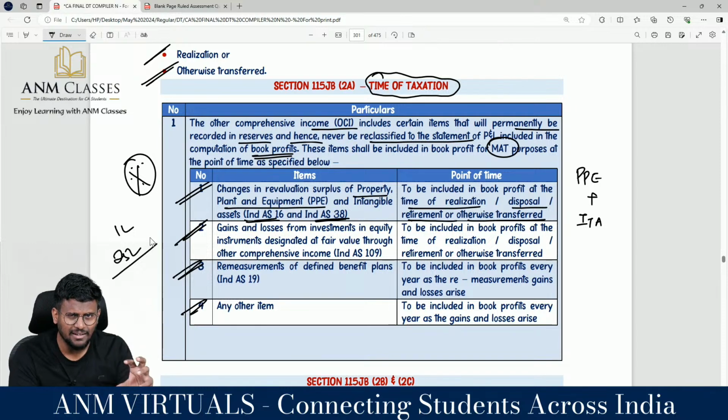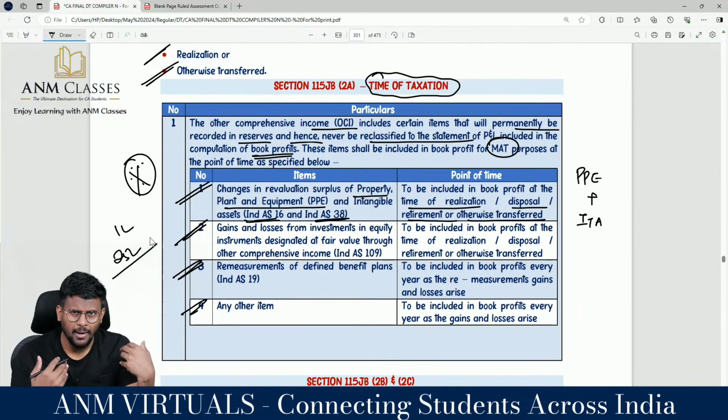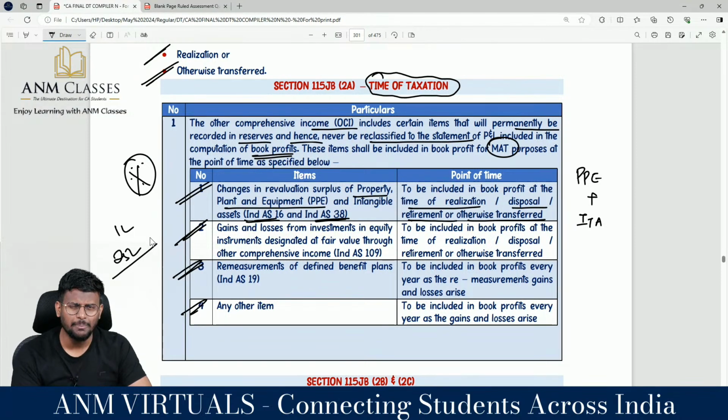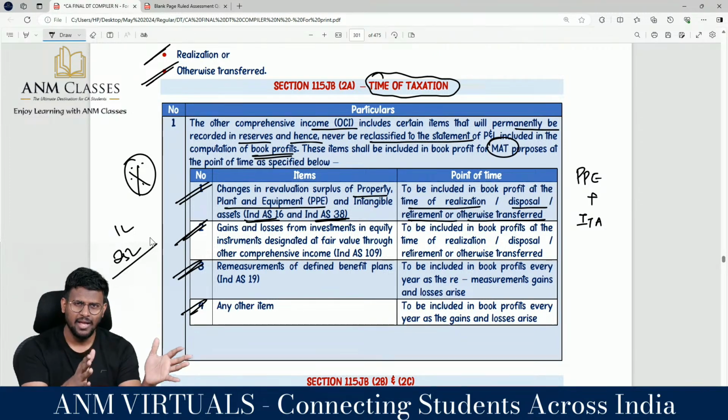If I credit this item in the year of creation, my dear lovable students, and I have to pay MAT on this 24 lakhs, it will be very huge. Or you would have written down that asset. So what the government is saying is that for changes in the revaluation surplus of PPE and intangible asset, those changes in the revaluation surplus level, sometimes you would have already revalued and now you are changing as per Ind AS 16 or Ind AS 38, or you may be revaluing for the first time.